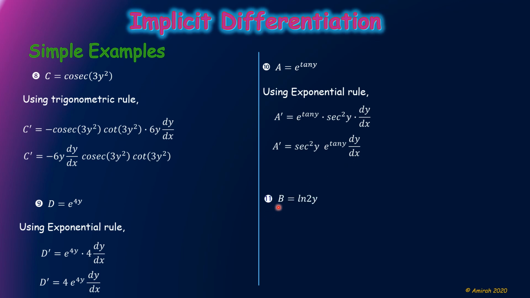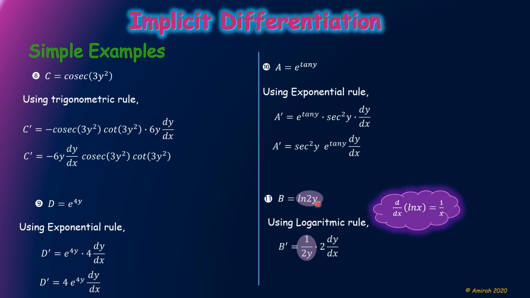Okay, number 11. If we have b equals ln 2y, right? Using the logarithmic rule, we differentiate b, it becomes b prime. We differentiate ln 2y, so we have 1 over 2y times 2 dy dx. First step, when we differentiate ln 2y, we can refer to the formula for the derivative of ln single x, which equals 1 over x. So now our x is 2y. So when we differentiate ln 2y, it becomes 1 over 2y.